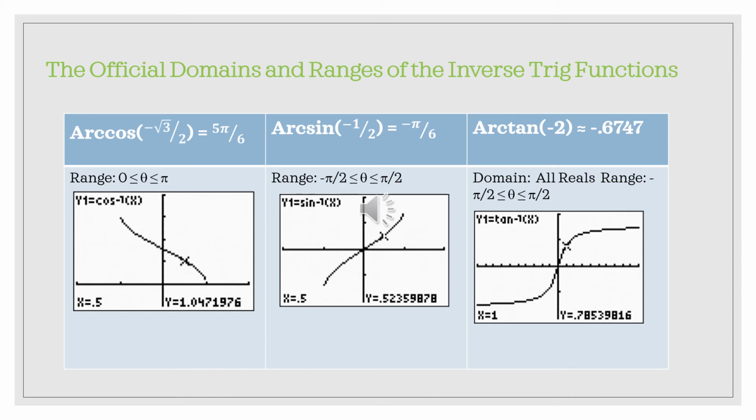Now for tangent, we are also using quadrant 4 and quadrant 1. And if I wanted to find arctangent of -2, that's not one of our nice angles that we have memorized. So I use my calculator, and my calculator gives me approximately -0.6747. So that's an angle in quadrant 4 from having rotated clockwise.